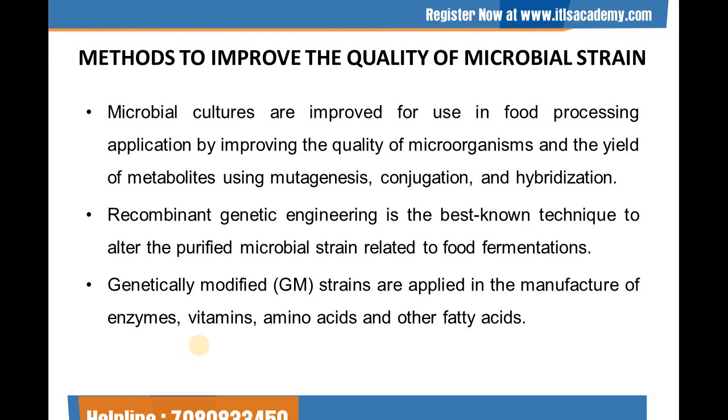It is the process by which one bacterium transfers genetic material to another through direct contact. During conjugation, one bacterium serves as the donor of the genetic material and the other serves as the recipient. The third one is hybridization. Hybridization is the process of producing a hybrid. It refers to the process of producing offspring by mating two parents from different varieties or species.